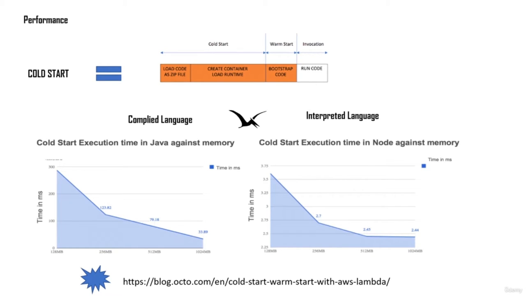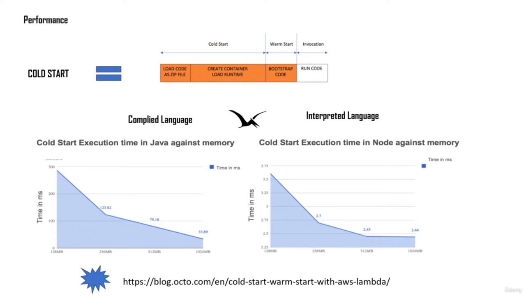The cold start is basically the loading of your code as a zip file, then the creation of a container, and then after that loading the runtime for your particular application to run. So these two combined together form the cold start. Now, as I said before, the larger your code size, the greater the cold start would be. Another factor is whether you're using a compiled language or an interpreted language. The compiled language would take more time to compile that particular code, whereas if you're using an interpreted language, there is no concept of compilation of code. So that results in a lesser cold start if you're using an interpreted language.